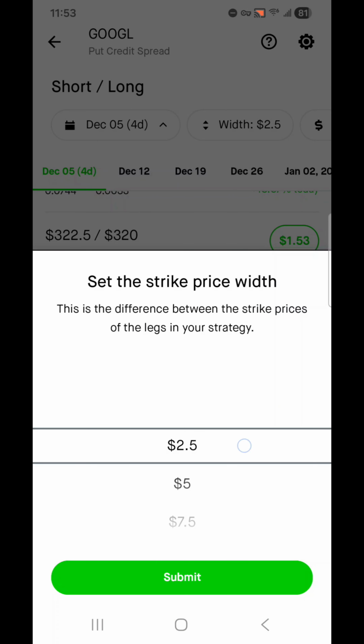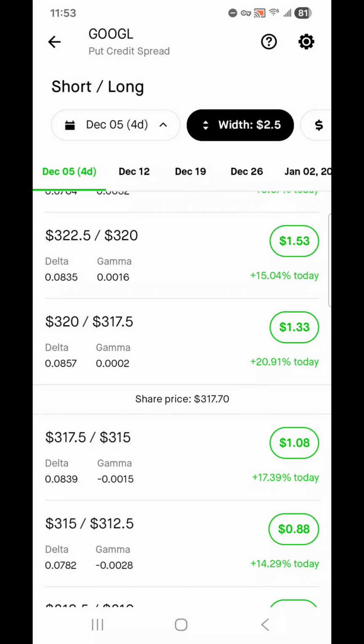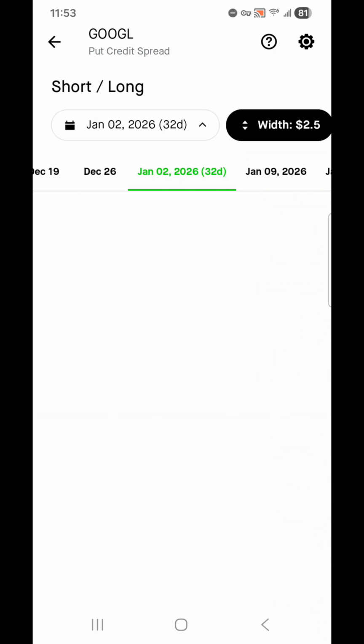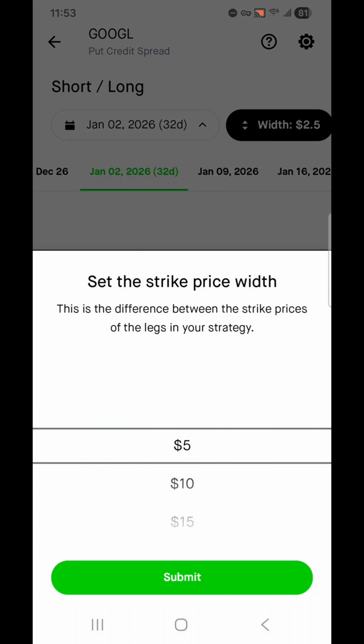And the width, just pick the smallest one. And for the date, we're going to pick something in the future. So at least 30 days out, we have 32 days. And notice the width setting, I did have it selected on $2.50 and nothing's showing up. So if you notice that, you can always click on that and then change it. So in case you're not seeing any option chains, this is a way to fix that.